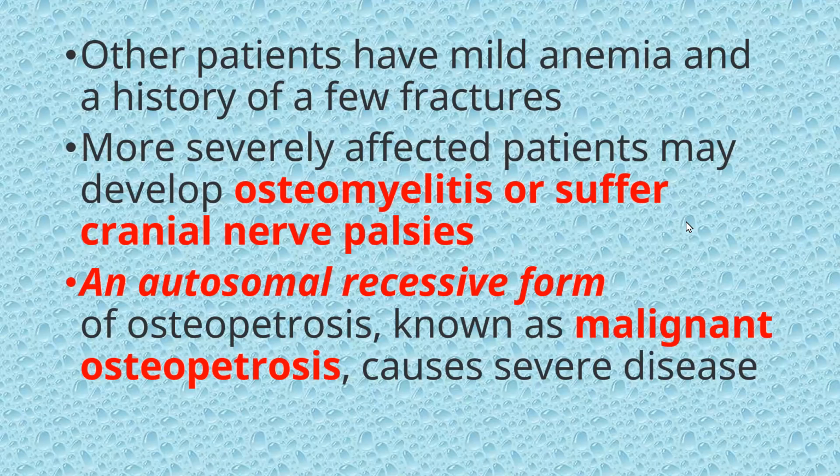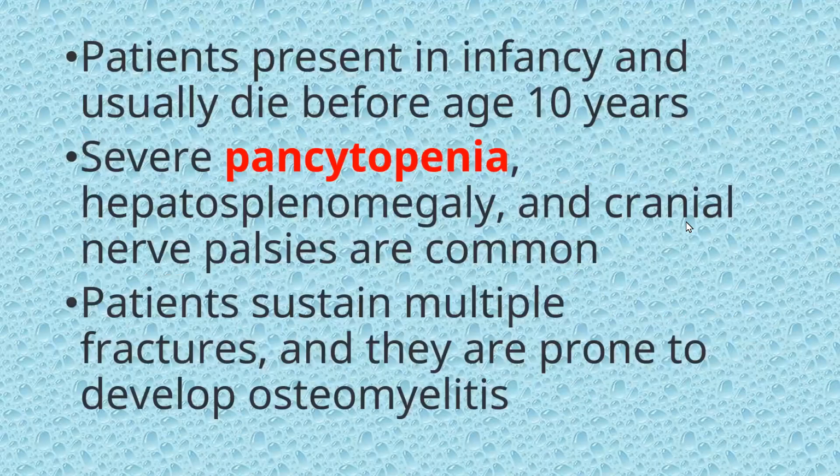The autosomal recessive form of osteopetrosis, known as malignant osteopetrosis, causes severe disease. Patients present in infancy and usually die before the age of 10 years. Severe pancytopenia, hepatosplenomegaly, and cranial nerve palsies are common, as I mentioned at the beginning. There are two forms, one which is aggressive and severe, and these children die early, while in the adult form, they are discovered by chance many times. Patients sustain multiple fractures in these early cases, and they are prone to develop osteomyelitis.